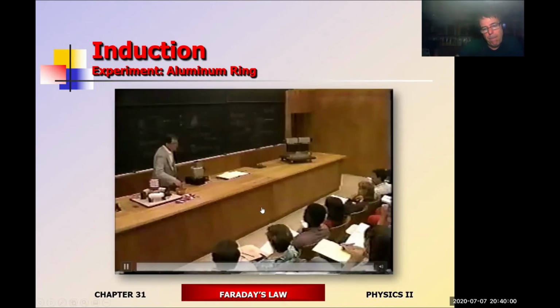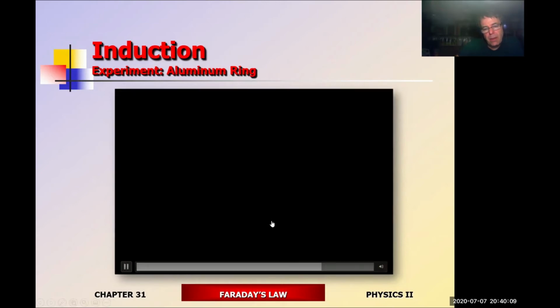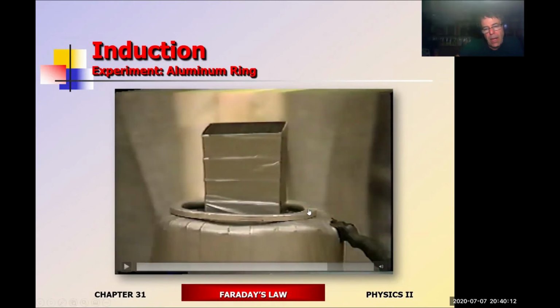You ready for this? Here goes. Watch. Propulsion that you're looking at. All right, so there's going to be a current created inside the aluminum ring when I turn on the field. And that current in turn is going to generate its own magnetic field, which is going to try to oppose the change in flux within the loop itself.